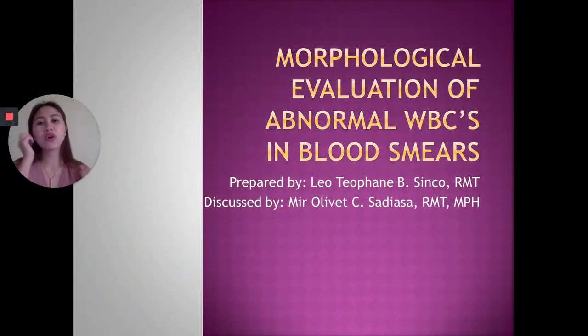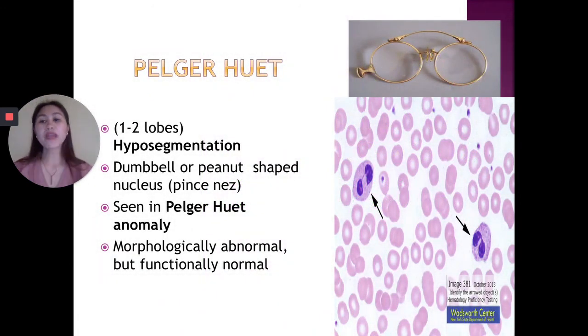So we move on to abnormal WBCs. Here we have a Pelger-Huet cell. It is a WBC that has 2 lobes. Normally our neutrophil has 3 to 4 lobes. When the number of lobes reaches 5, we call that hypersegmented neutrophil. But if it is only 1 or 2, it is called hyposegmented neutrophil.